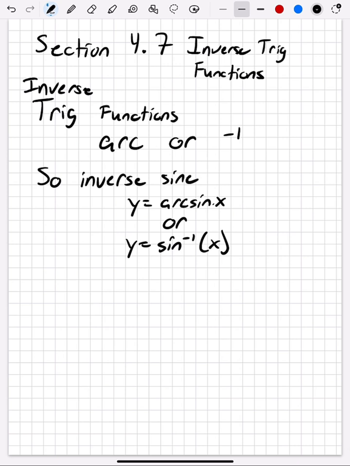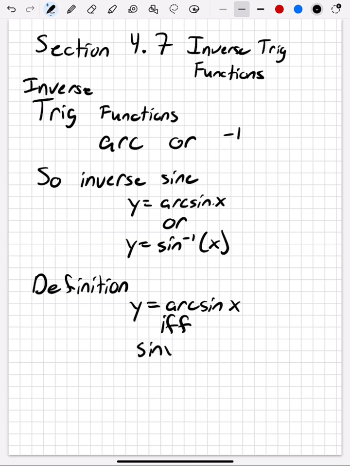Okay, and so the definition of this, and this applies for our other inverse functions also, is that y is equal to the arc sine of x if and only if the sine of y is equal to x. Okay, so let's talk about how that applies.